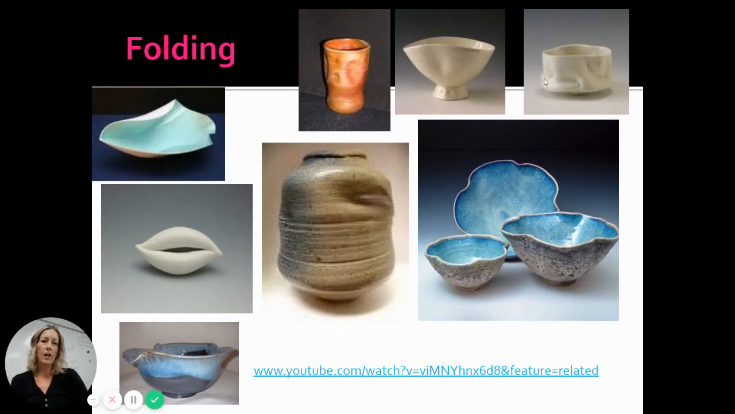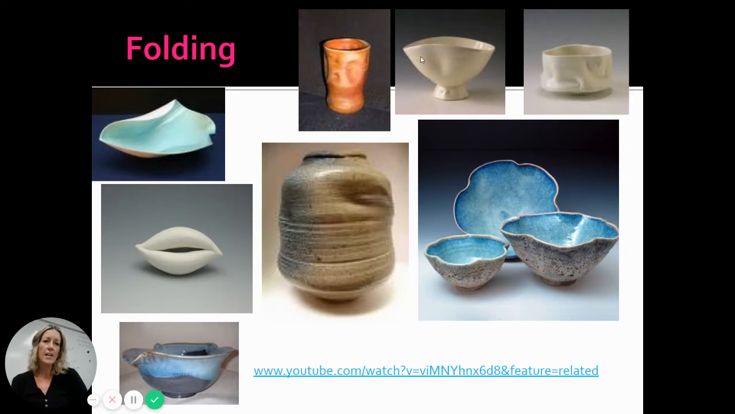Over here up at the top, we have thrown forms. This one is a cup form, and then while wet and on the wheel, probably using fingers, thumbs, or a sponge, just kind of pressed. This is called dimpling. Just pressed a finger, thumb, or sponge into the walls to make those impressions.